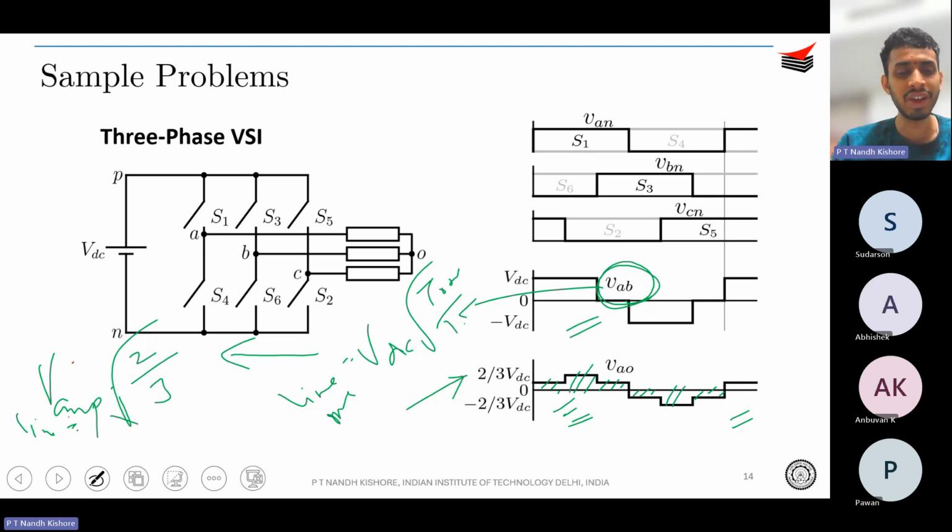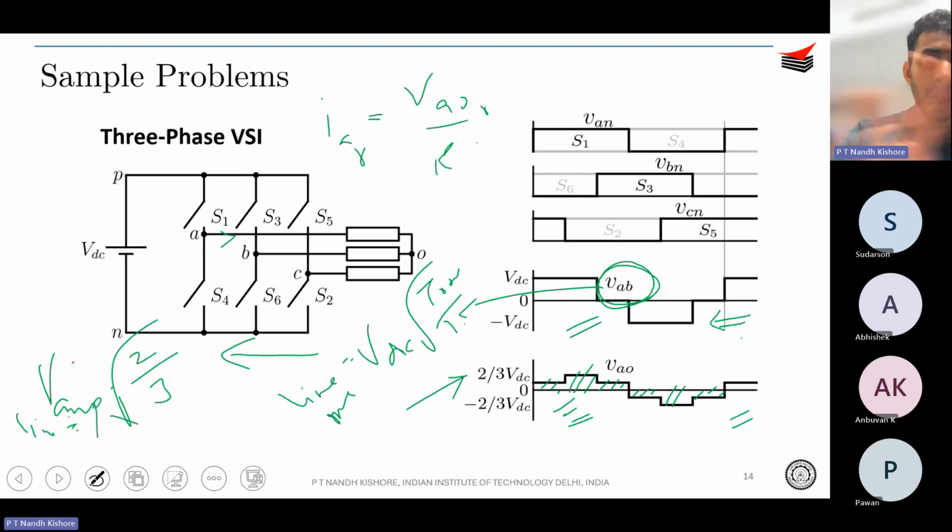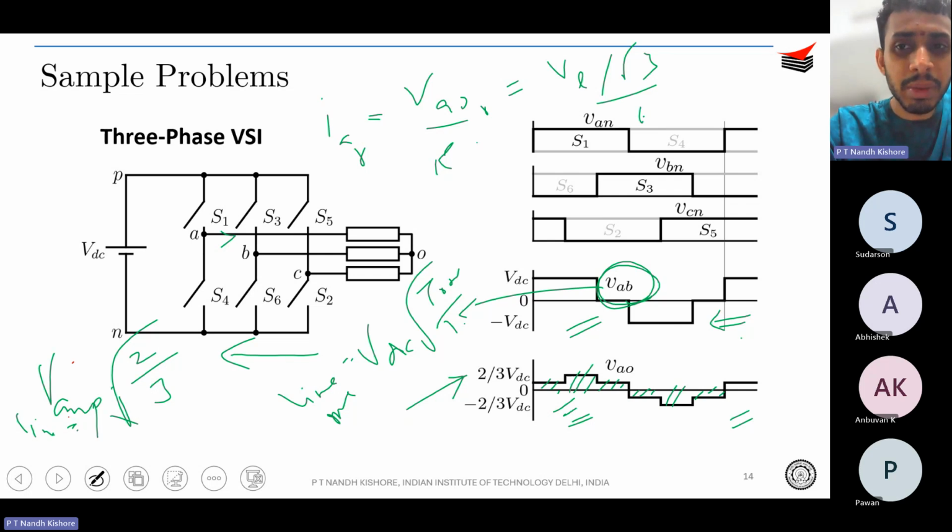But the simpler way is, if you know the waveform and that the waveform of the line is this, the phase is simply that divided by root 3. And if you need to find the power, or if they ask you the phase current, IA is simply what, if it's an R load? VA naught over R. So to find IA RMS, it is VA naught RMS over R. To find VA naught RMS, it is simply V line RMS over root 3, divided by R. Simple, right? So just follow this.